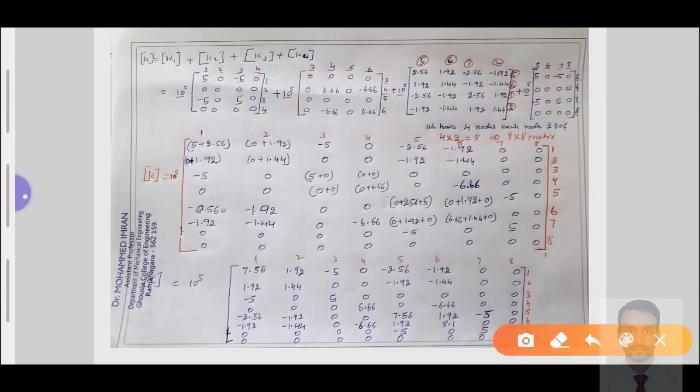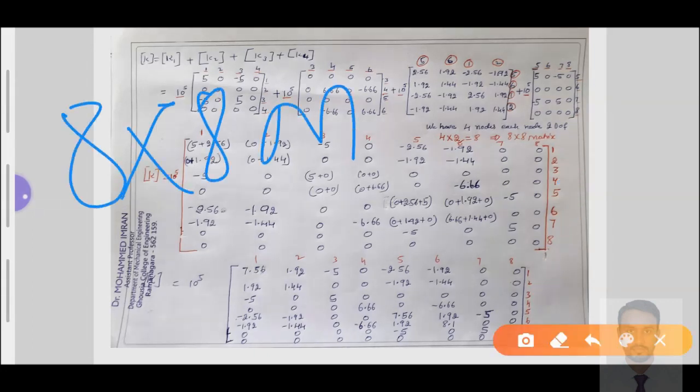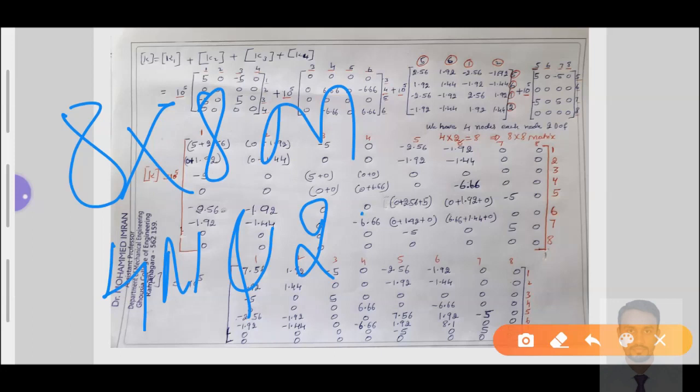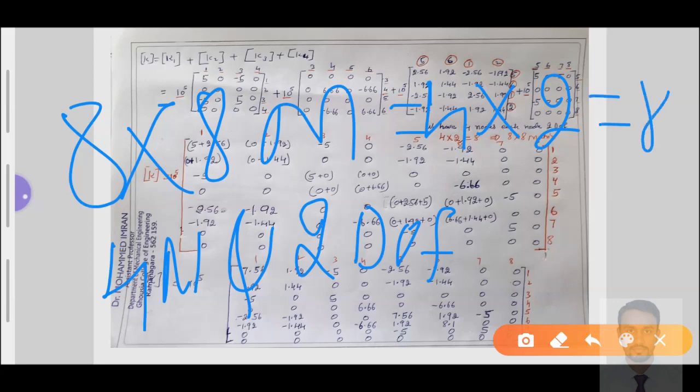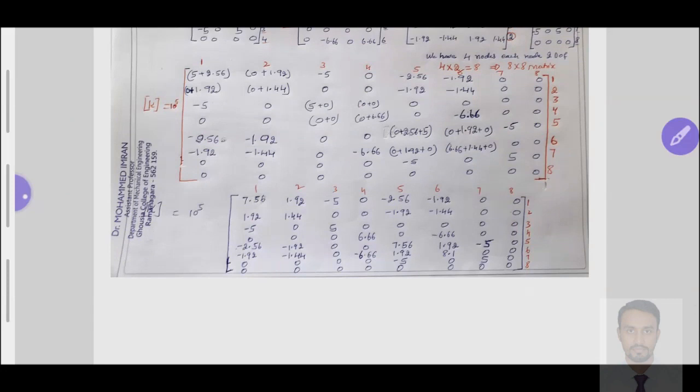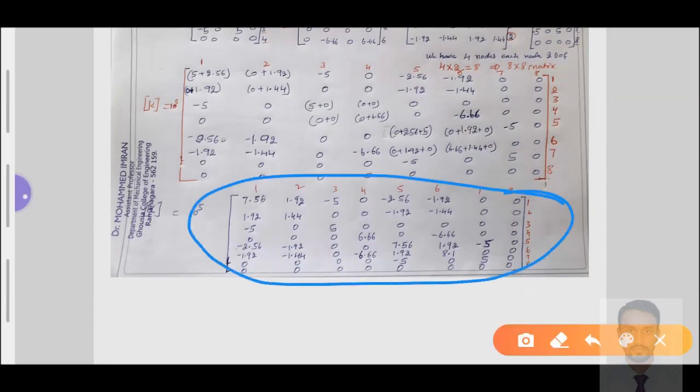Similarly, add all the rows: third row, fourth row, fifth, sixth, seventh and eighth row, and you will get an 8 cross 8 matrix. Why? We have 4 nodes and each node has 2 degrees of freedom. 2 degrees of freedom means 4 into 2, which is equal to 8, so we get an 8 cross 8 matrix. This is the global stiffness matrix we got.